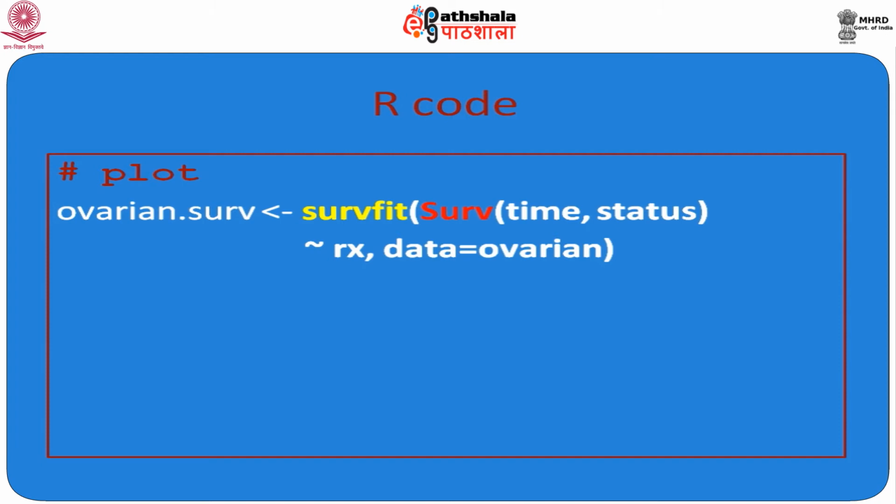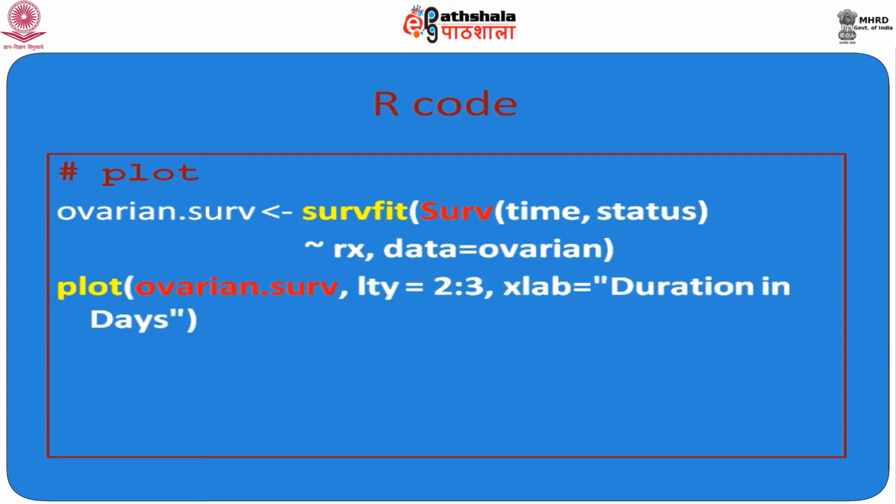And after saying rx comma, we are asking data equals ovarian. Since in the earlier slide we had assigned the whole data as ovarian, now we are calling data equals ovarian. Now the whole function, in the first line we have assigned as ovarian.surf. Now again we are calling that ovarian.surf to give the plotting to us. So once we plot ovarian.surf, after that we are putting lty equals 2 to 3, that will decide how the plots will be shown in the graphs.